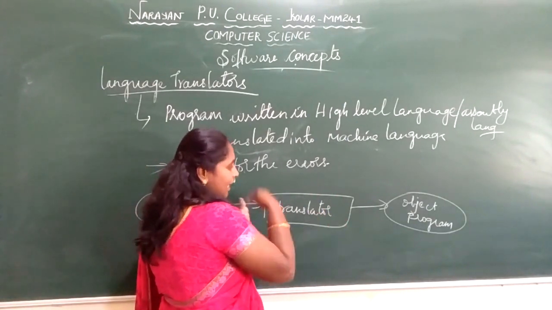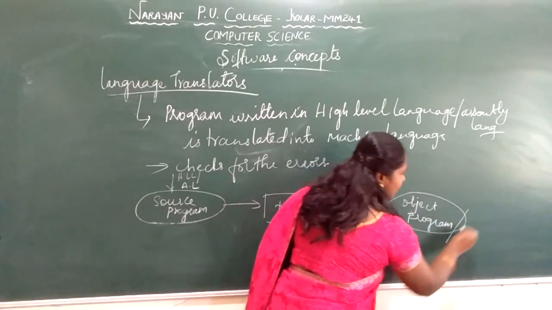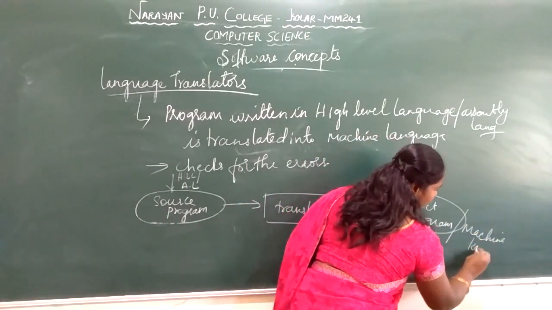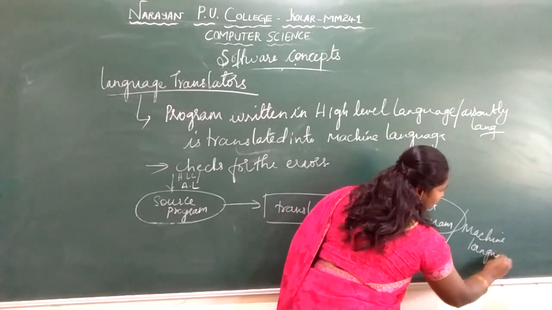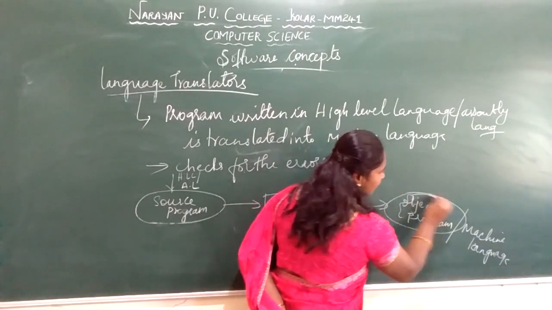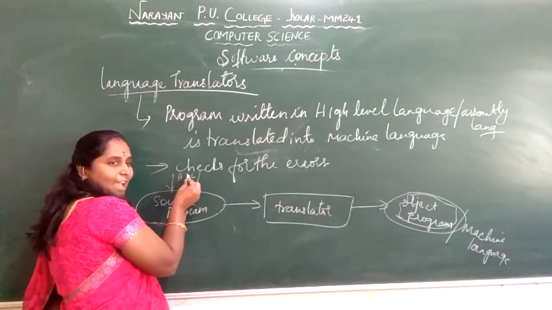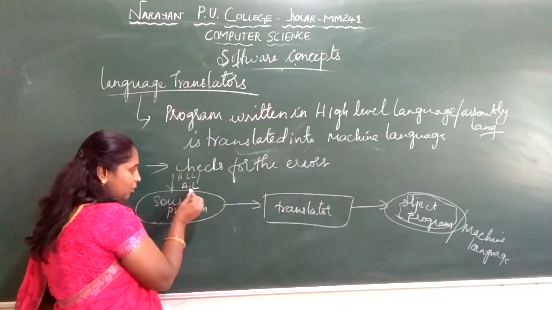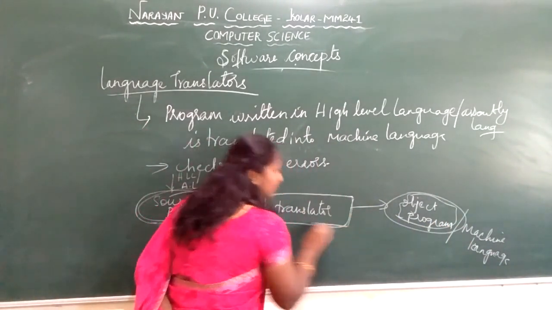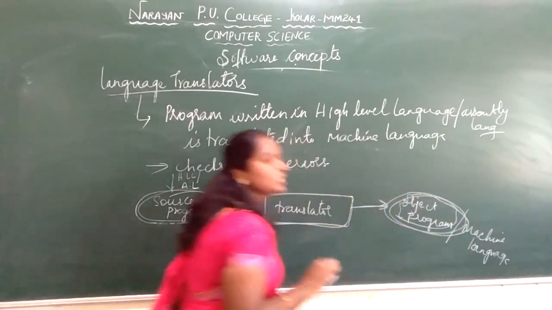That translator translates that source program into object program. That is nothing but your machine language. Object program is nothing but your machine language. A language or code which is understood by the machine, that we call as the object program. So a source program, it can be a high level program or assembly level program. Using a translator, we are changing it into a machine language, that is nothing but your object program.